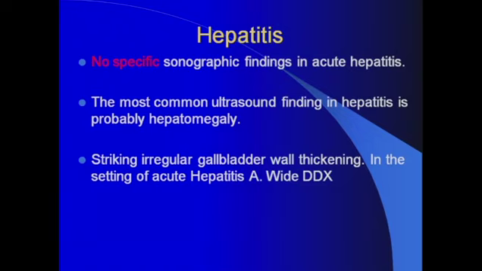Now, striking irregular gallbladder wall thickening, as we see here, in the setting of acute hepatitis A is a helpful sign. However, we need to be aware that this appearance can have a wide differential diagnosis. The differential would include patients with congestive heart failure, heart disease, patients with other infectious or inflammatory processes involving the gallbladder, etc. So it is not a straightforward, specific, or sensitive sign. However, it may be a helpful feature in the diagnosis of acute hepatitis.